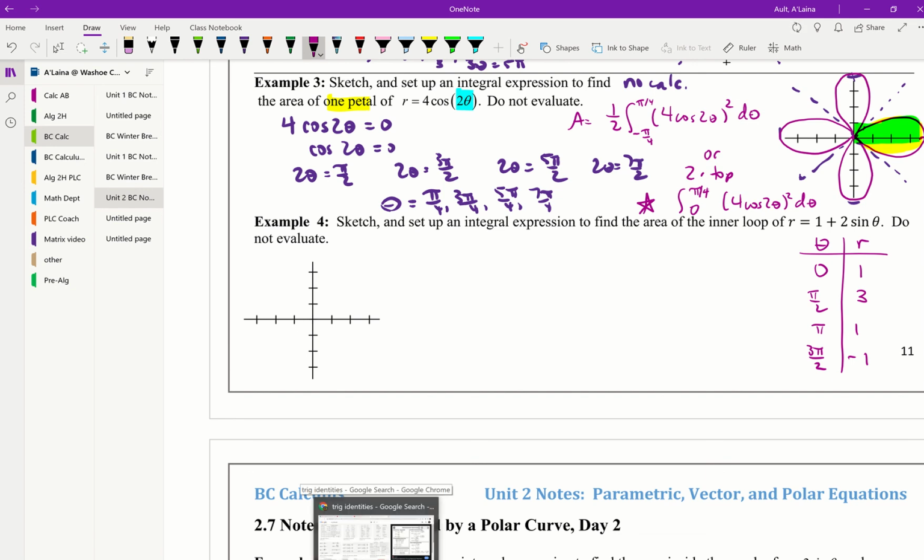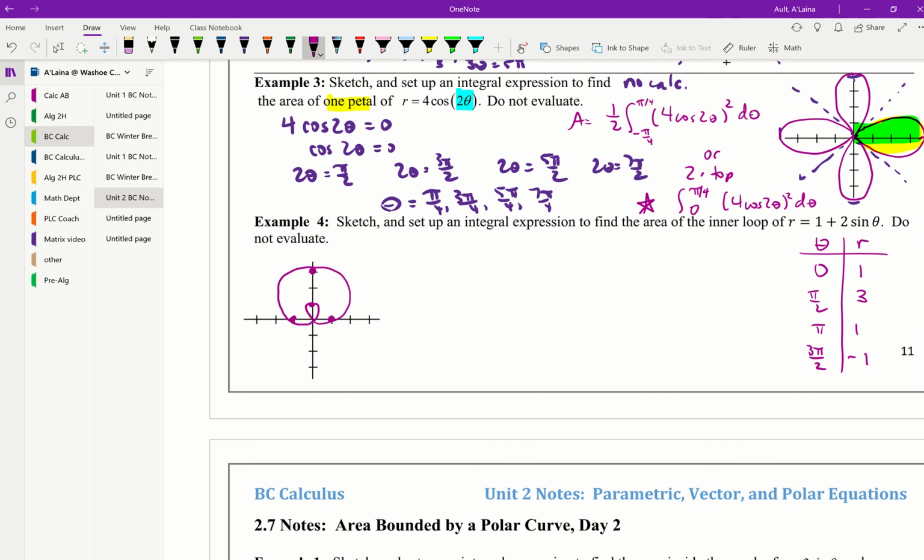All right, so when we have an angle of 0 in radians, we're going to move 1. At pi over 2, we're going to move 3. At pi, we will move 1. And at 3 pi over 2, we have negative 1. There's the inner loop. What does this look like? This looks like this. It's kind of a lot like a limaçon with a dimple. And there's the inner loop.